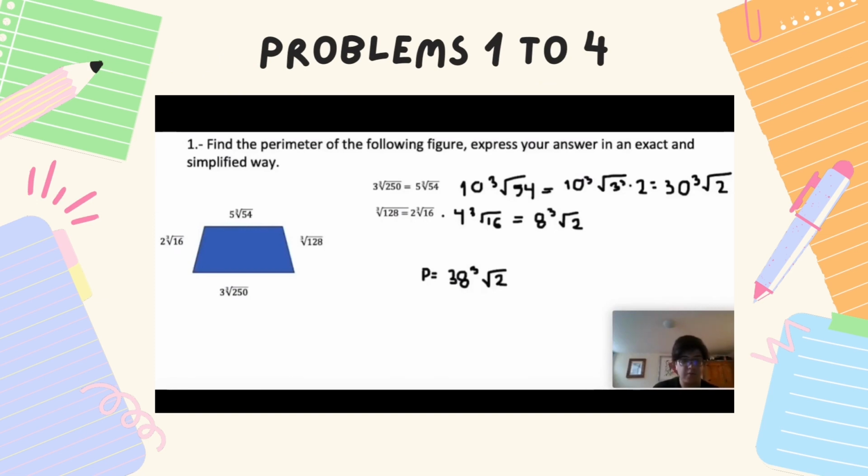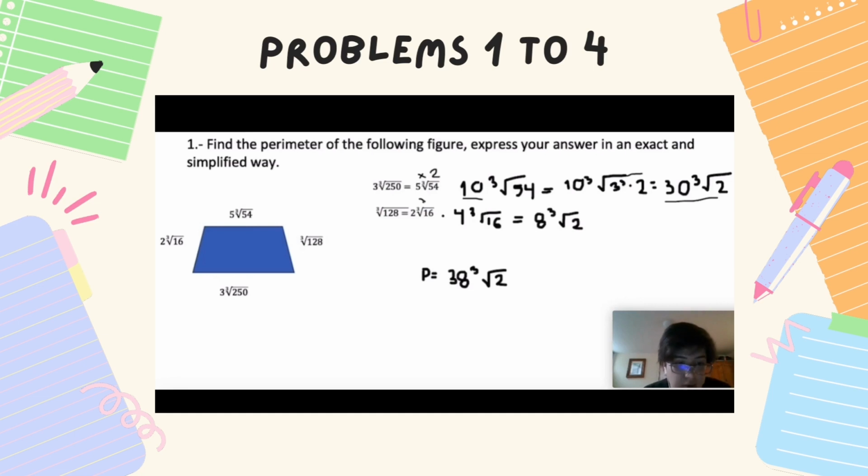Well, to find the perimeter, we first have to add every side. So, in order to do that, we have to simplify and add all the numbers. With the bottom and the top part, if we add them, we know that they are 30 cubic root of 2.